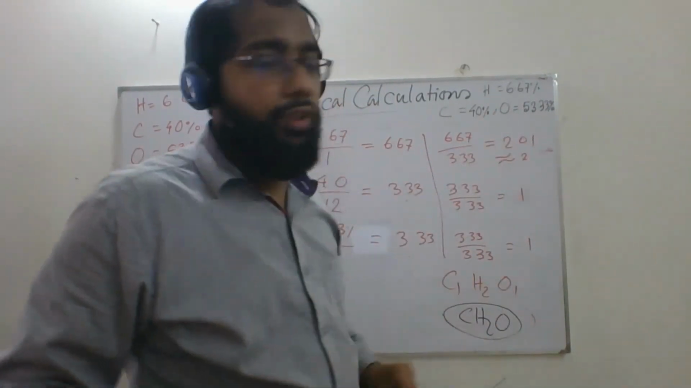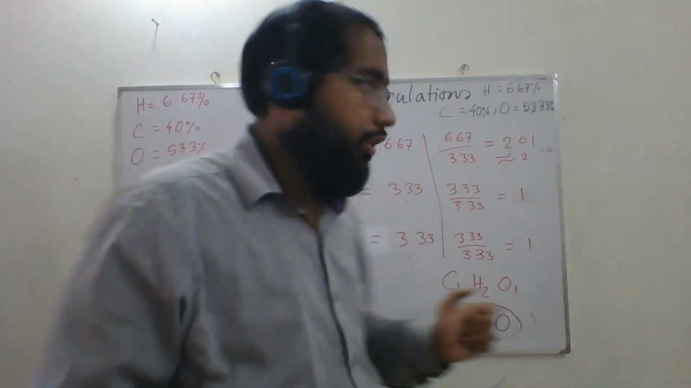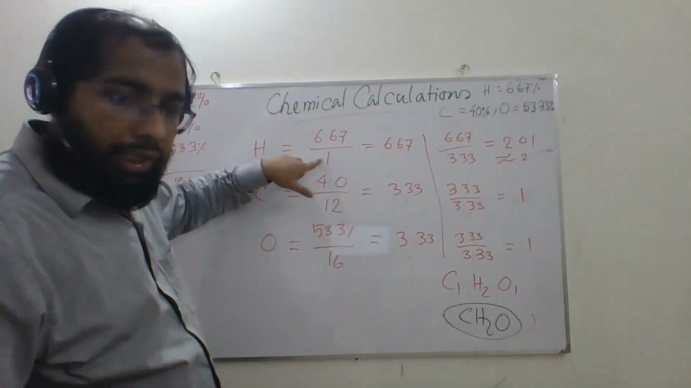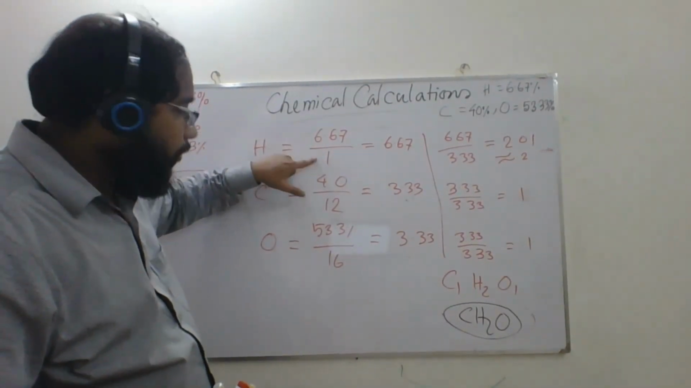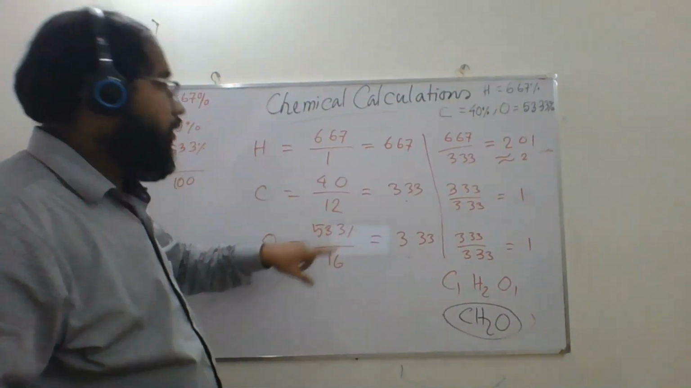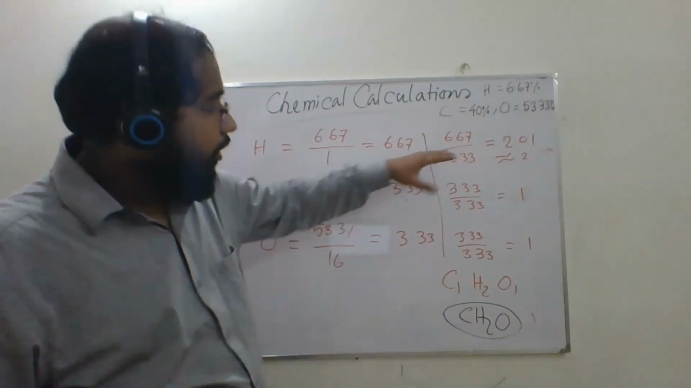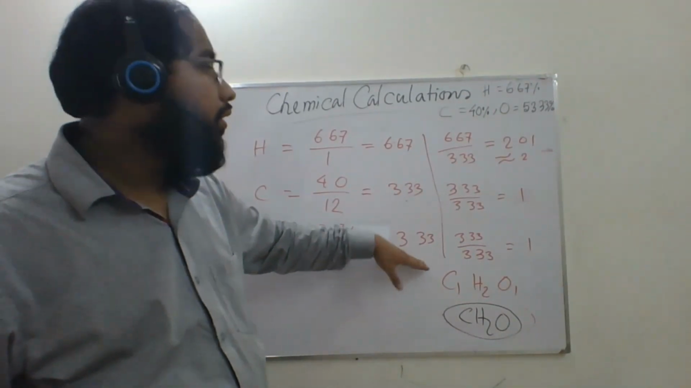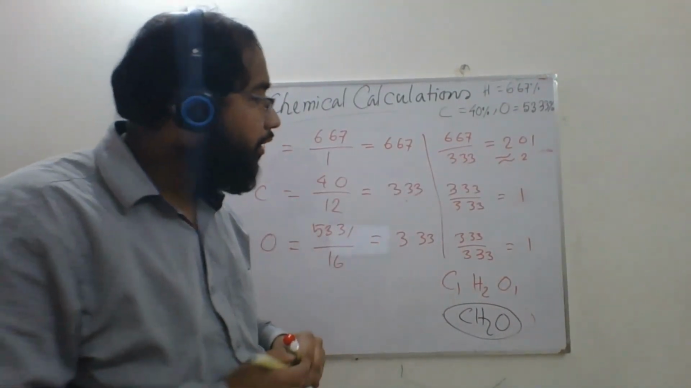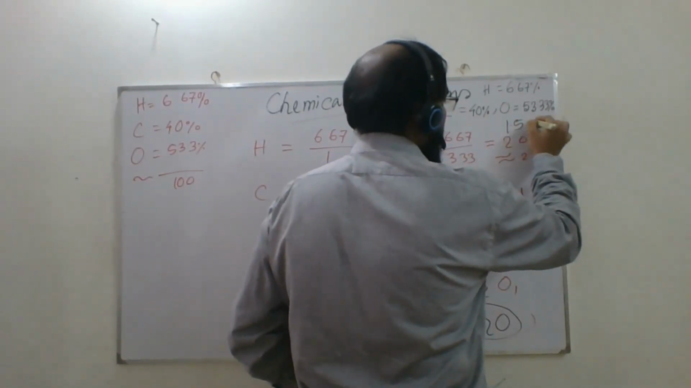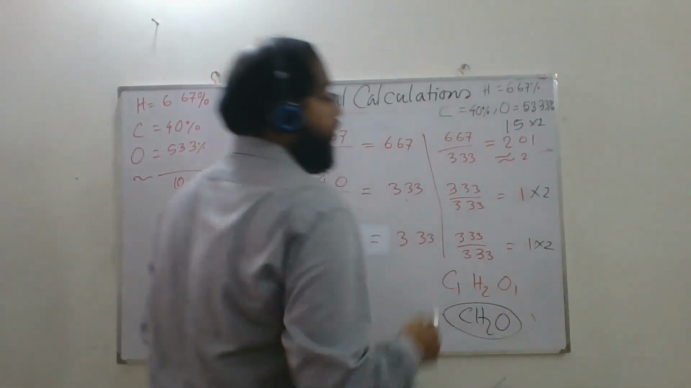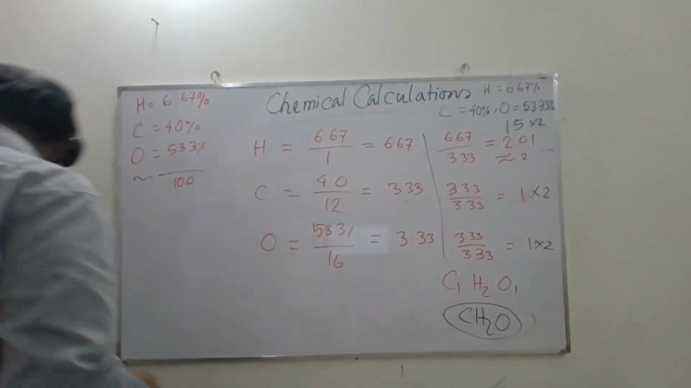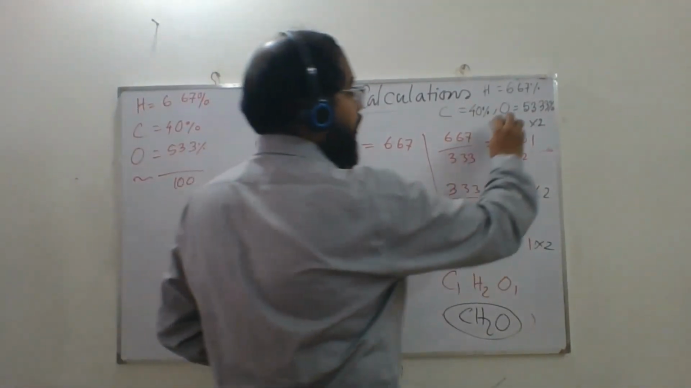Now, if we state the steps again: first, divide all the percent compositions by their atomic weights to get the ratio. Divide all the ratios by the smallest ratio you have, and then make them integers. How do we make them integers? If it is 1.5, we multiply all of them by 2, then all of them will be integers. Integer means there will be no decimal point. By this we can get our empirical formula.